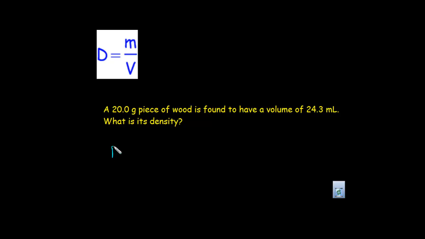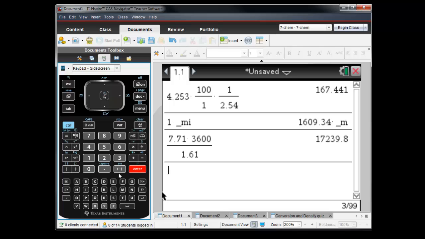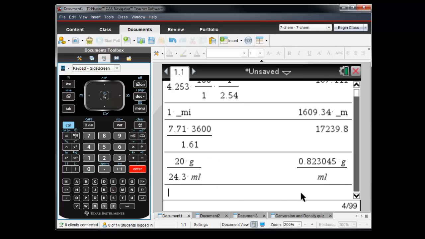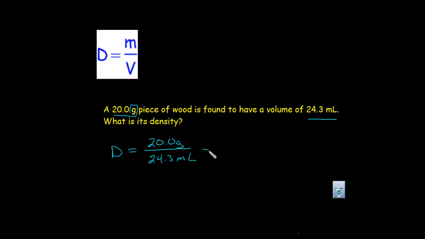And so if we work out a density problem here, density is equal to, if we look at this problem, mass is measured in grams, so we have our 20 grams divided by, and over here we have our volume, 24.3 milliliters. And so what we're going to do is pull the calculator up. So we have 20 grams divided by, and I'm going to throw a parentheses in here, 24.3 milliliters. And press enter. And then you'll notice we get 0.823 grams per milliliter. So we'll jump back.